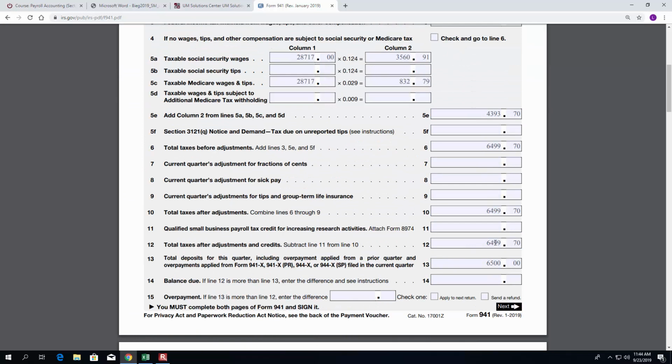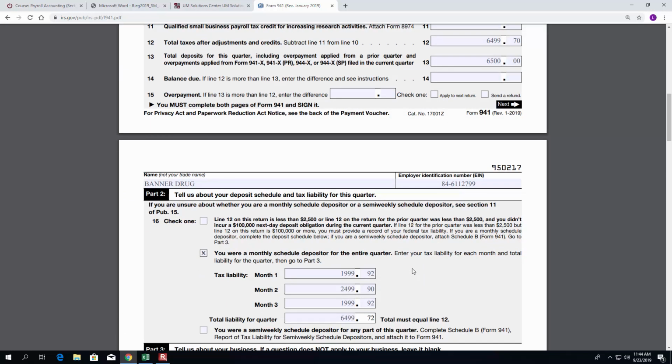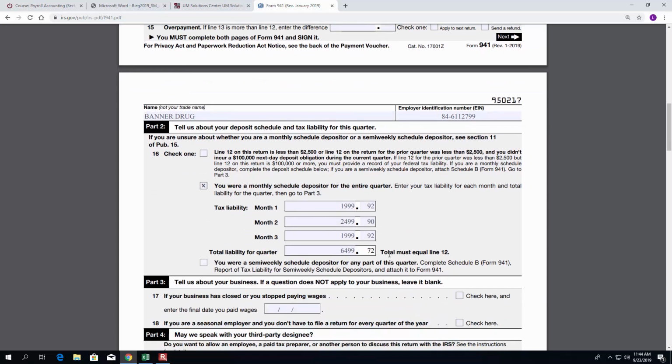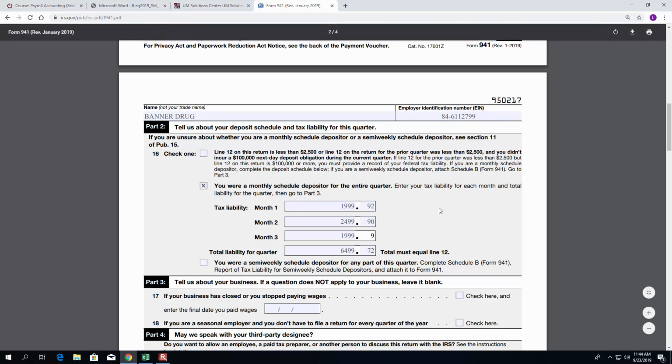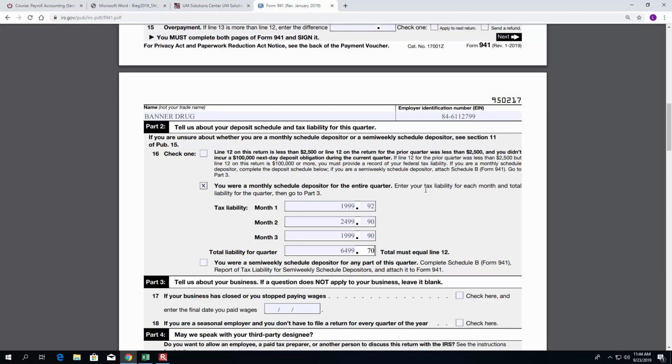Line 12 is $64,999.70. This is $64,999.72, so it's off by 2 cents. And it's got to equal it. So all I'm going to do is round this down by 2, and voila, it equals. You can't do that for $50. You can do that for 10 cents, 20 cents, 50 cents. It has to be equal. And then you go down to part 5 and you sign it, and that's about all she wrote.